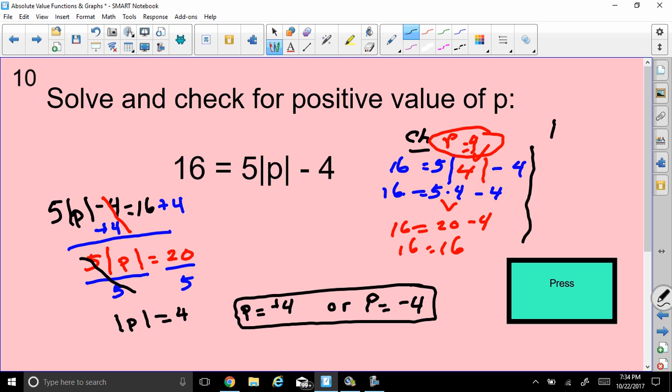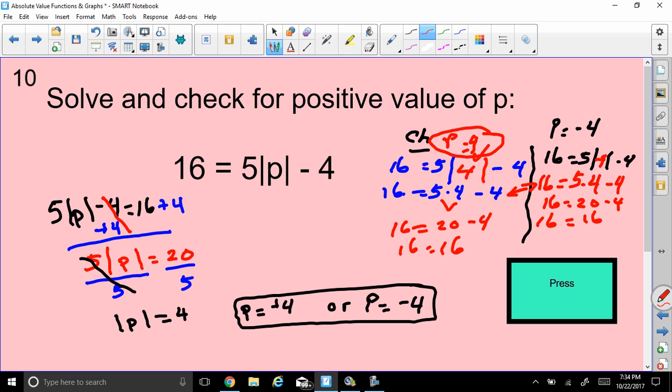So let's try P equal to -4. So 16 equals 5, absolute value minus 4. And I'm going to put in place of here -4. So drop the absolute value by getting rid of the negative sign. That'll be 5 times 4 and minus 4. This looks like what we just did a second ago. So this does check out. So 16 equals 20 minus 4, which is 16. So it does work if it's negative 4 or positive 4.